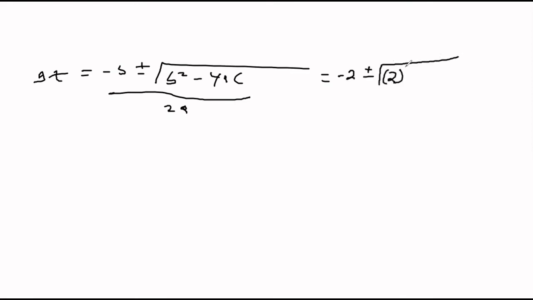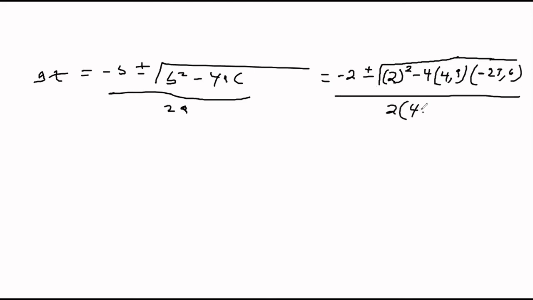b is 2. We square it, minus 4 times what is a, which is 4.9, and what is c, which is negative 23.6, all over 2 times a, which is 4.9. So we're going to have minus 2. Let's take first the plus.